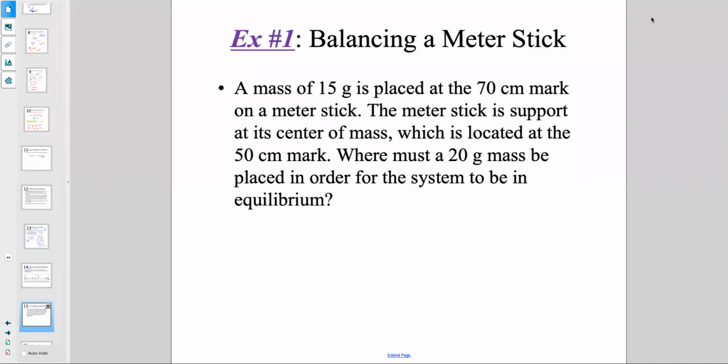All right, Chapter 11, Part 2. Let's take a look at this example. Example number 1, balancing a meter stick.